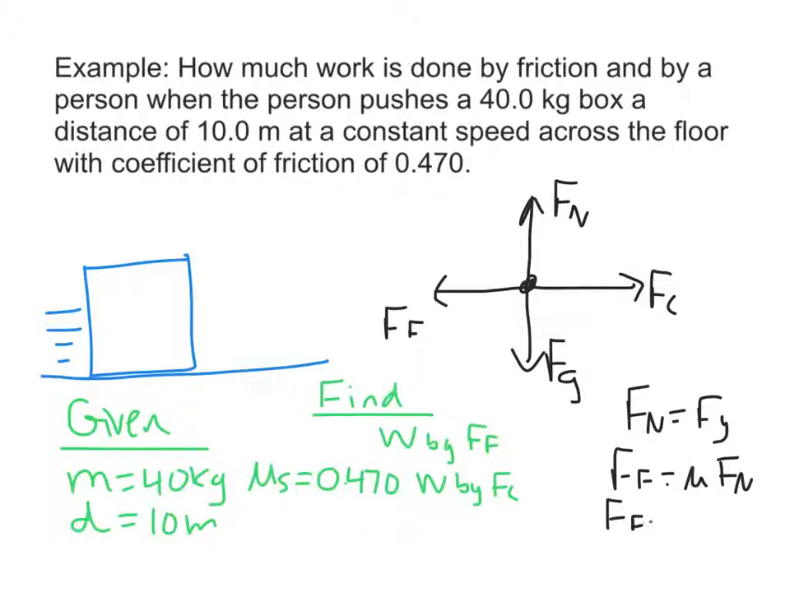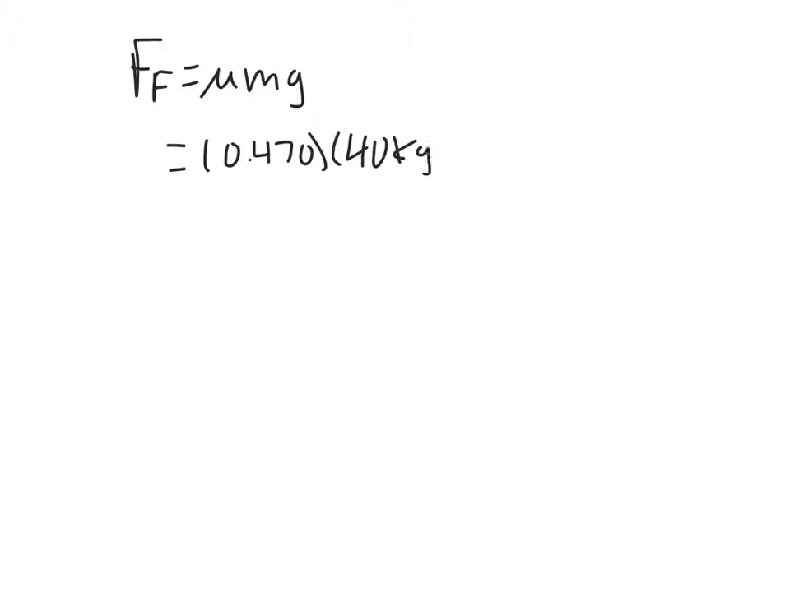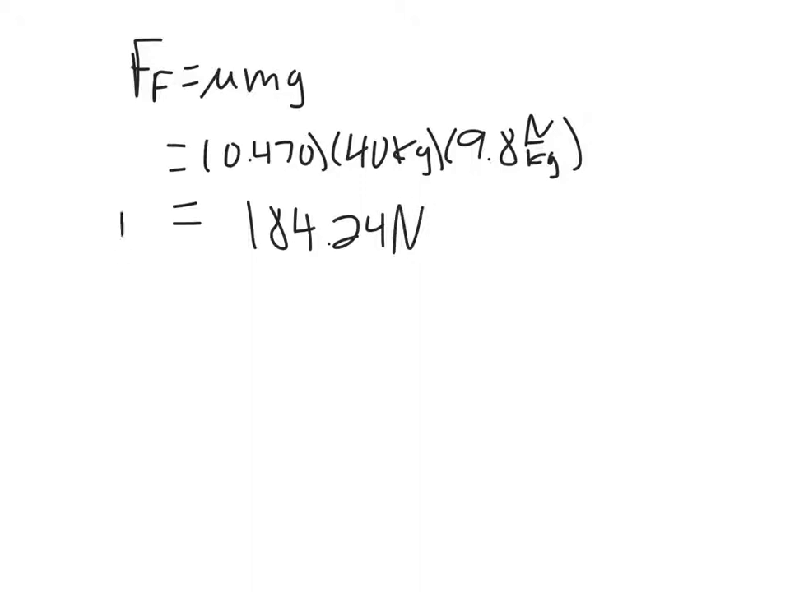So frictional force equals mu times the weight, and because it's moving at constant velocity, this is also equal to the contact force. So my frictional force equals mu mg. This equals 0.470 times the mass, 40 kilograms, times g, 9.8 newtons per kilogram. So this equals 184.24 newtons. That's my frictional force. And once again, because constant velocity, that's also equal to my contact force.